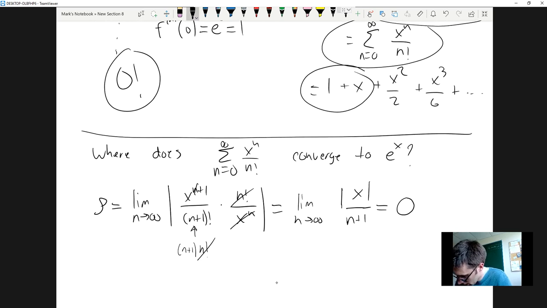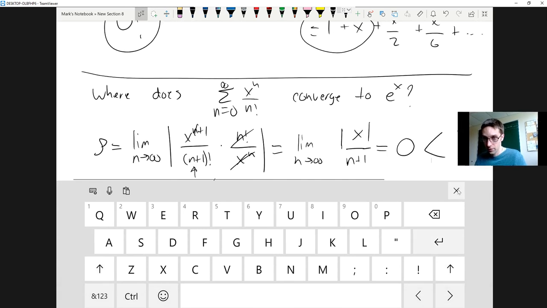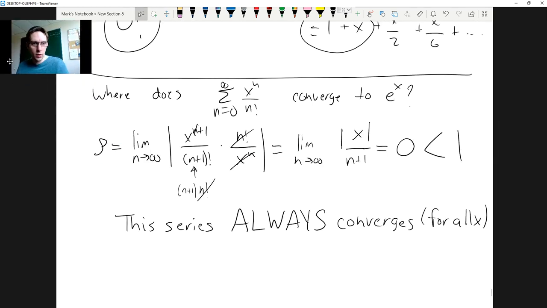And so the conclusion is this series always converges. By that I mean for all x, because the ratio was always less than 1. Okay? If the ratio is always less than 1, then we know that the series converges. And so the radius of convergence is infinite in this particular case. Awesome. Well, that is kind of nice.